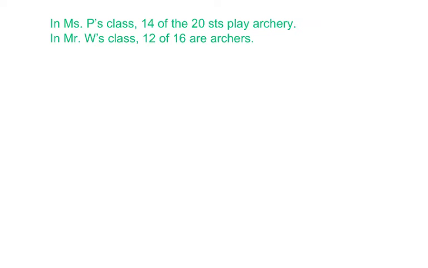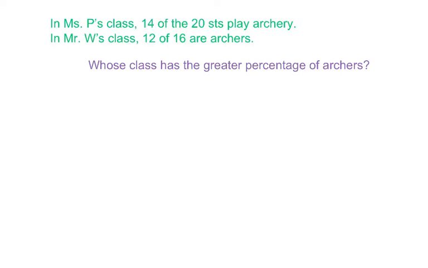Hey, let's do another. So in Miss P's class, hey, that's your class, 14 of the 20 students play archery. Really? Well, there's more than 20 students. How about in Mr. W's class? Soon you'll be in Mr. W's class. 12 of the 16 are archers. That just means someone who plays archery. So here's our question. Whose class has the greater percentage of archers?